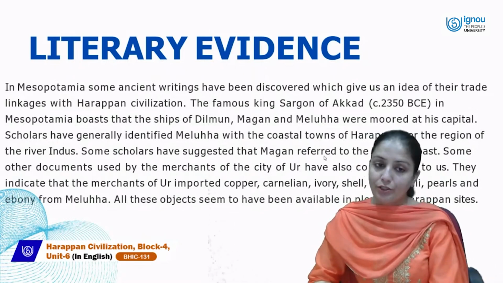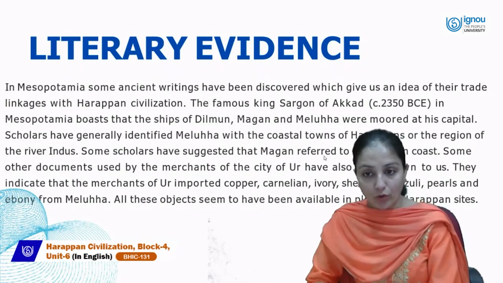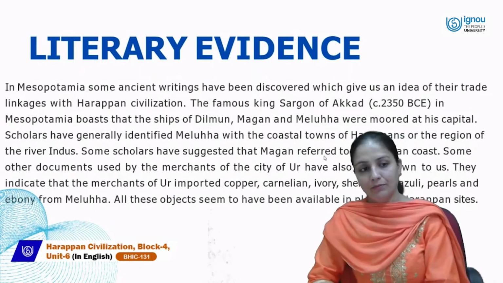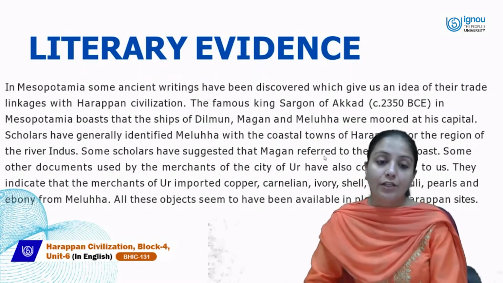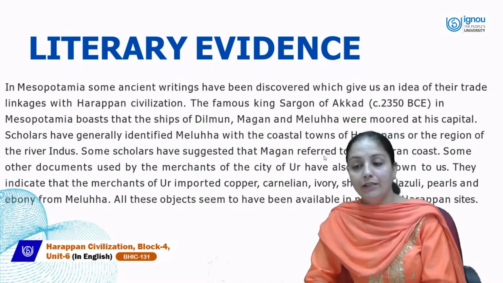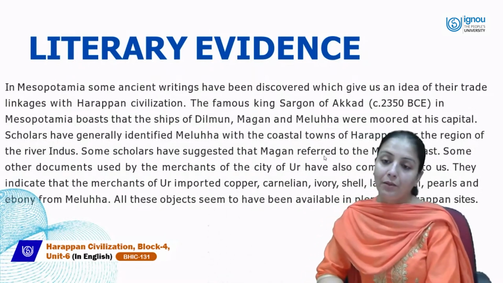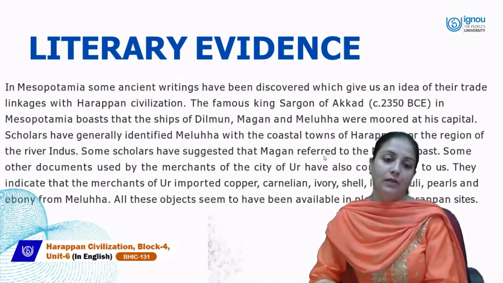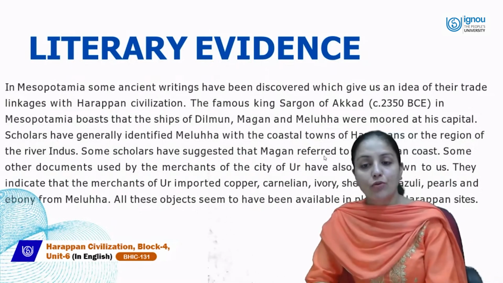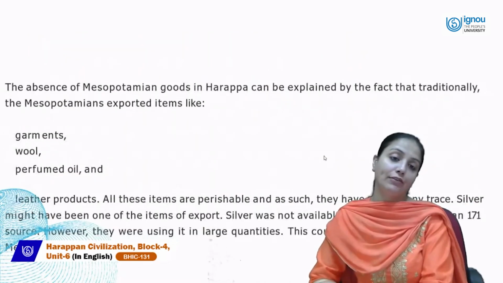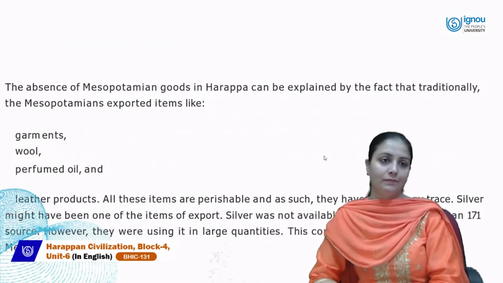Some other documents used by the merchants of the city of Ur have also come down to us. They indicate that the merchants of Ur imported copper, carnelian, ivory, shell, lapis lazuli, pearls, and ebony from Meluha. All these objects seem to have been available in plenty at Harappan sites. That's why they were connected with each other.